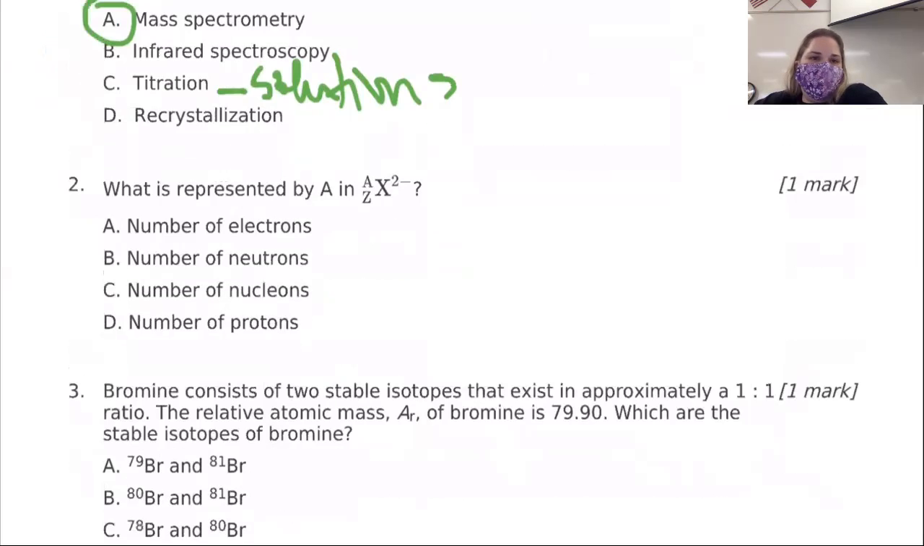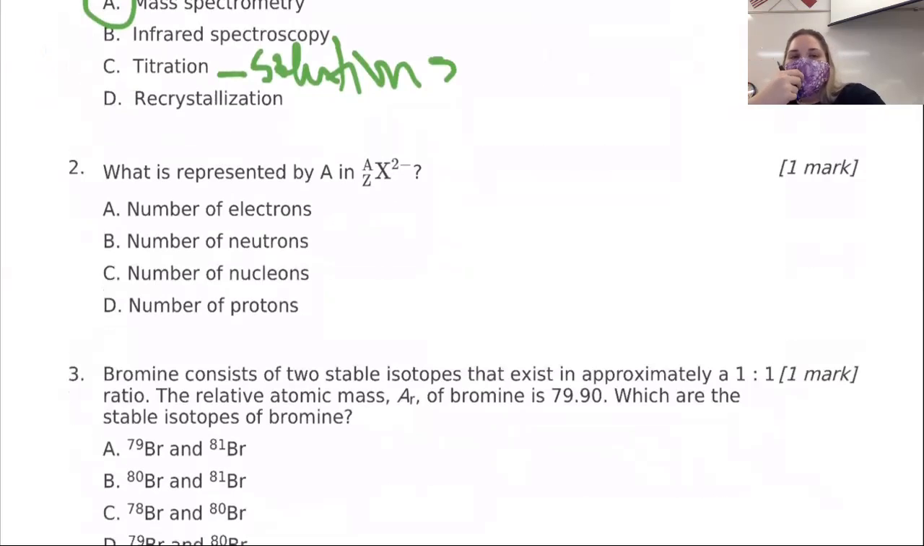What about, let's look at number 2. Number 2, they've given us a symbol for an isotope, for an element, and they want to know what's represented by the letter A.